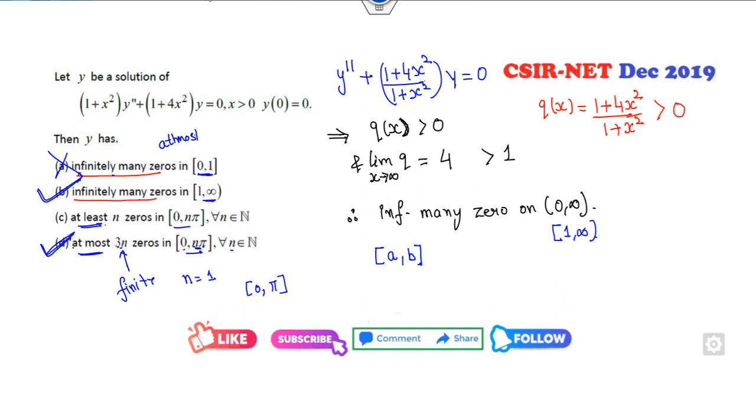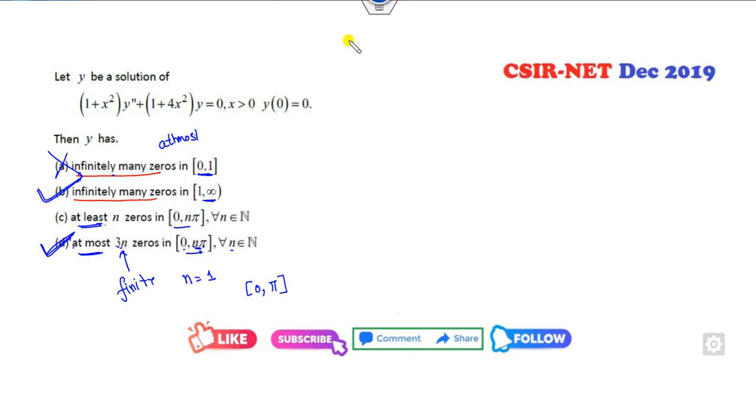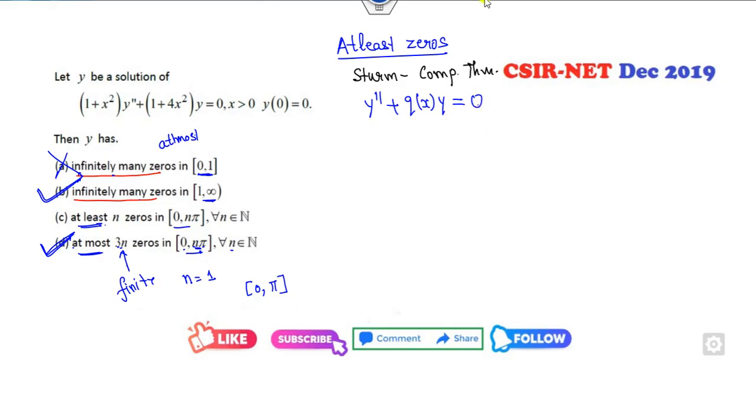Now they are talking about the at least. There is no result so far I have discussed for the at least. Now how can you check for the at least zeros? That's again very simple. I have to use the Sturm comparison theorem. What does the Sturm comparison theorem suggest? If you have this equation, make sure the right hand side is 0. Consider another equation, say p of x is 0, such that q is greater than or equal to p of x.